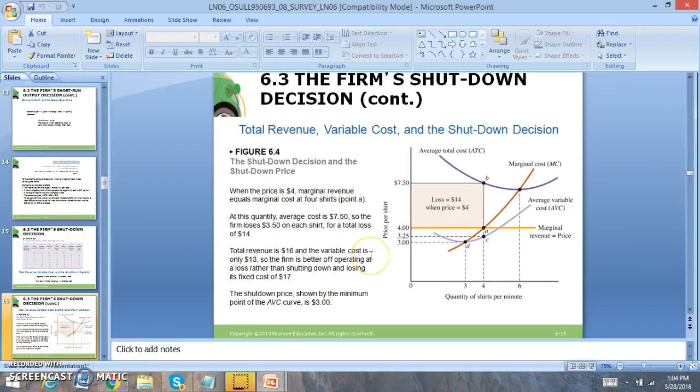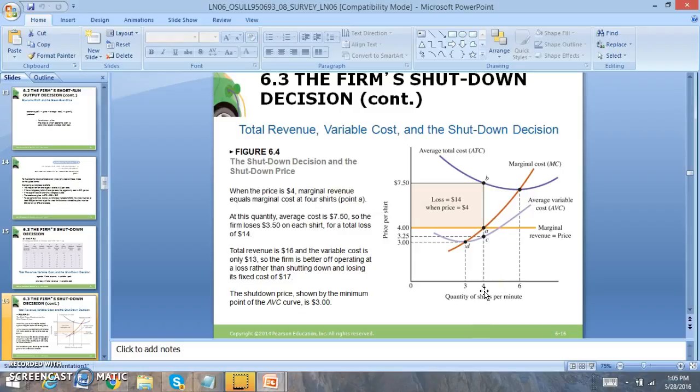Now let's look at what's going on in this graph. First thing we want to do, MR equals MC at this point A right here. Draw a line straight up. Here's the cost to produce it, and here's the price they're selling it at. You notice in this situation that it's costing about $7.50 to make it. They're selling it for $4. So that's going to be a loss of about $3.50. $3.50 times 4 is the amount of the loss.